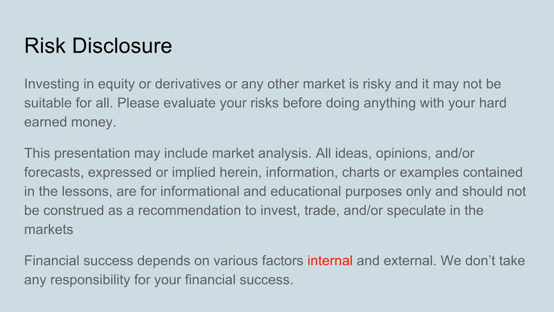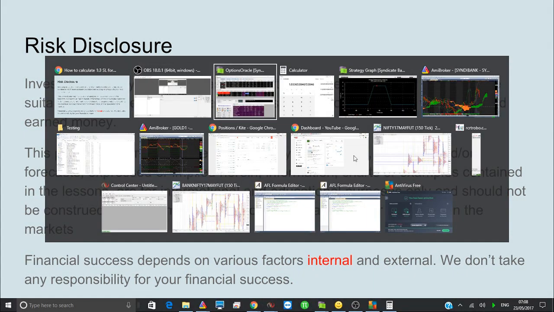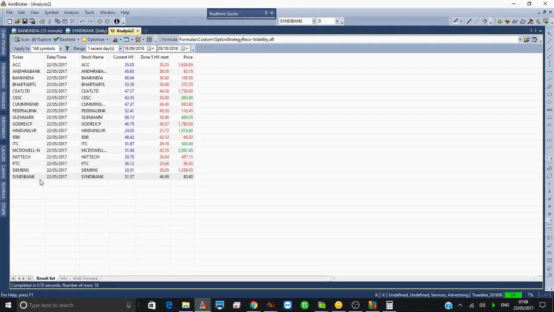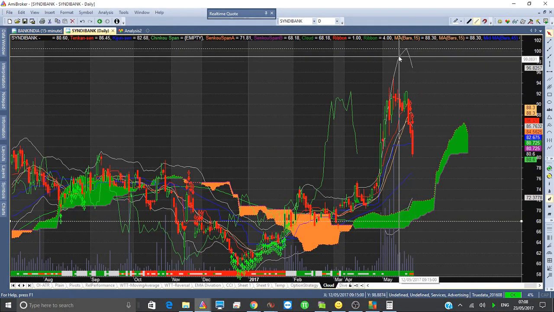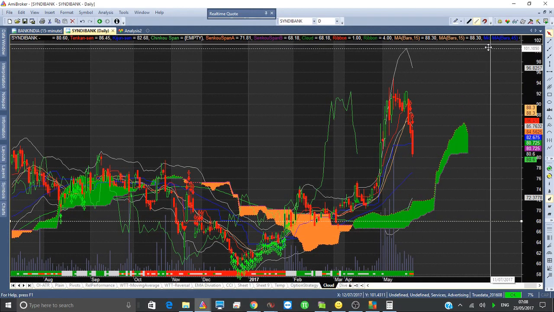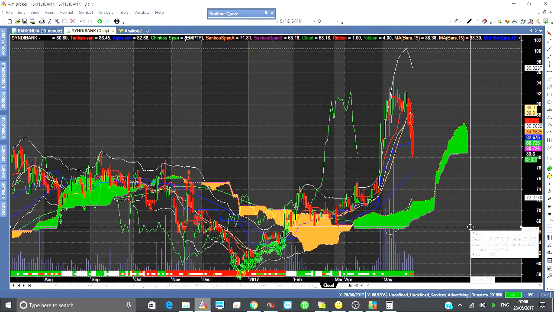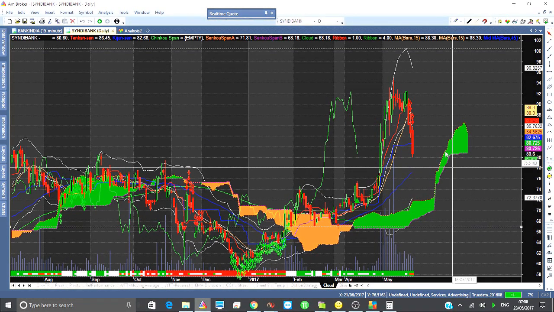So with this, let me very quickly go to my AmiBroker, where I have done the scan for today. So these are the different options I have. Let me open Syndicate Bank. If I look at it, this looks to be a nice trade with a stop loss of 100 rupees up and maybe 65 rupees on the downside. The stock is trading at around 80 rupees.